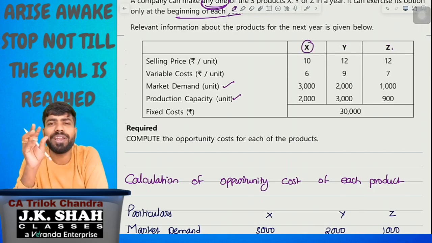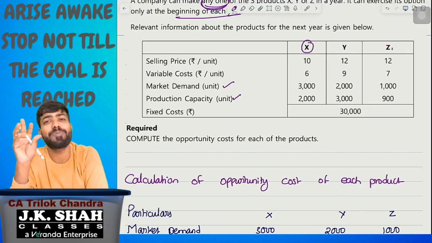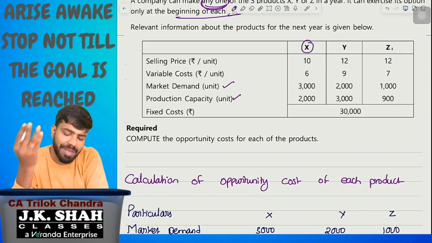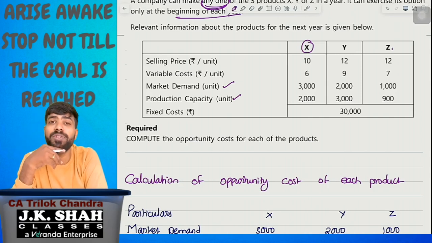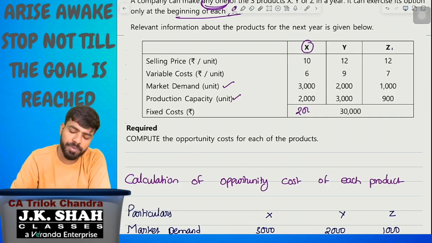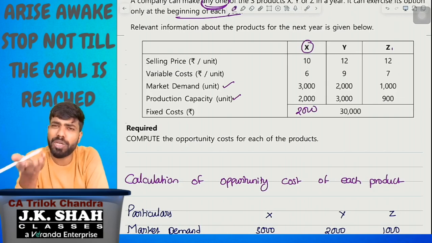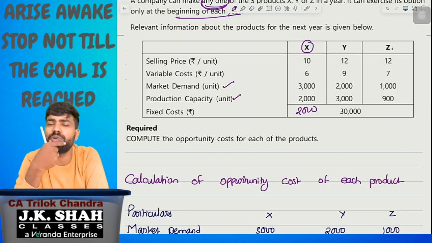If they decided to produce and sell product X, what is the demand in the market? 3000. What is the production capacity? 2000. So how many units can they supply? 2000. Demand might be 3000, but capacity is only 2000. They can supply only 2000.